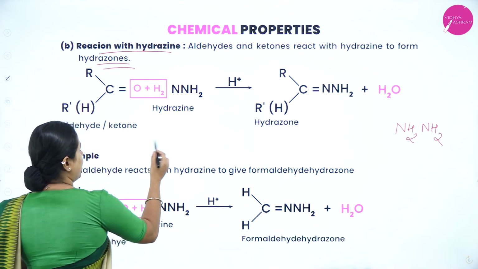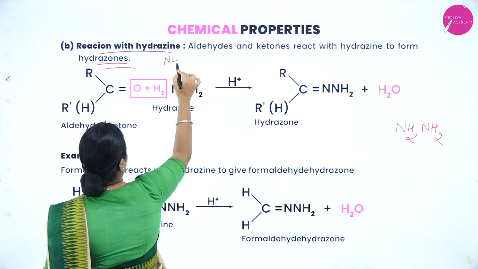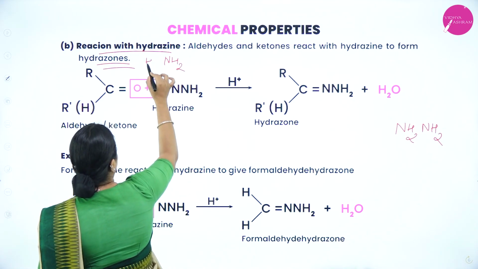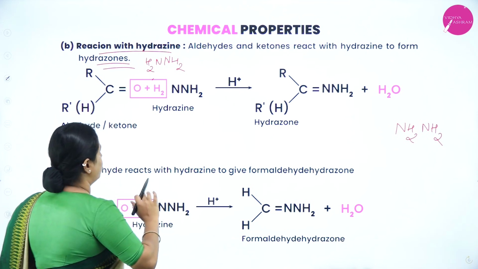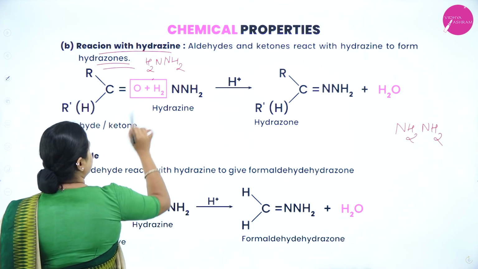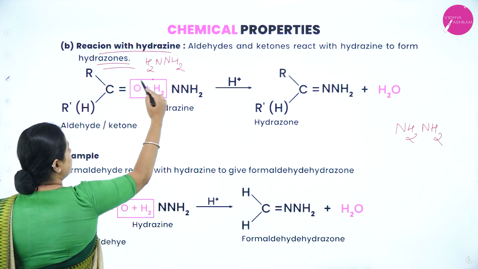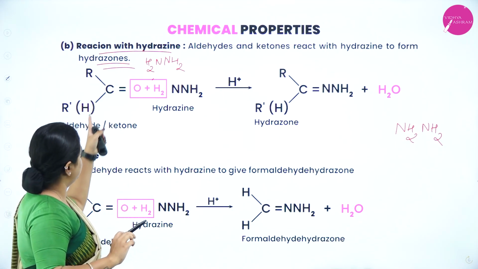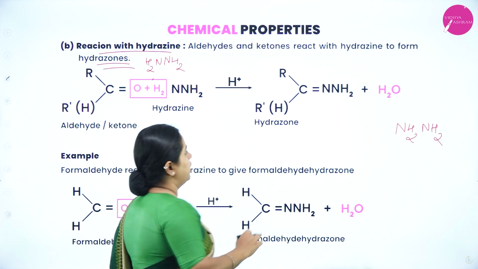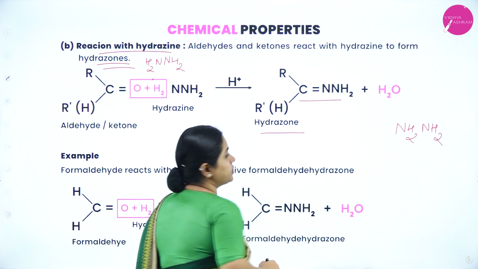So what is going to happen in NH2? One you will write like this and another one you can write like this. So what happens? This hydrogen and oxygen will be removed. So NH2 is written here. So again, the water will be removed, these two will be combined, and you will get RCR' or H, double bond NNH2. Double bond NNH2 will be formed, which is the hydrazone.